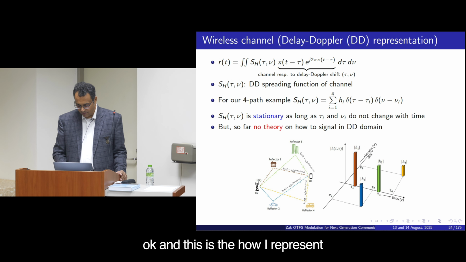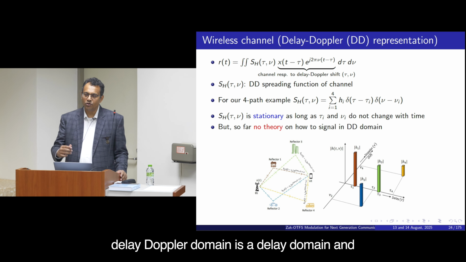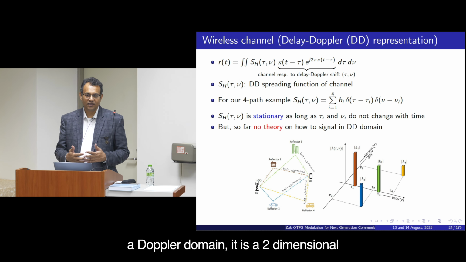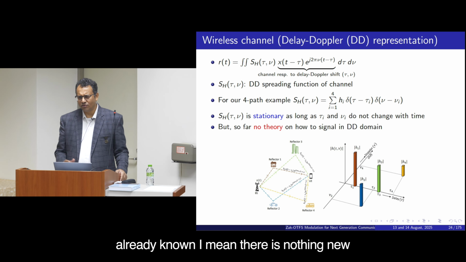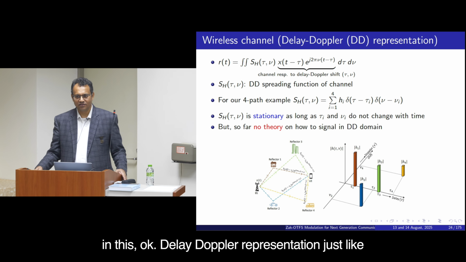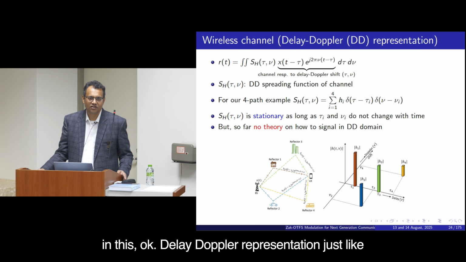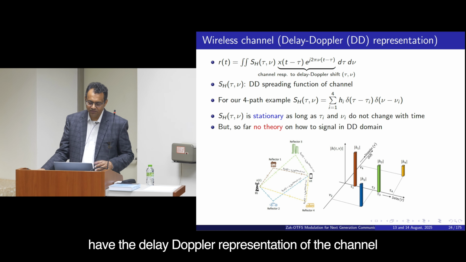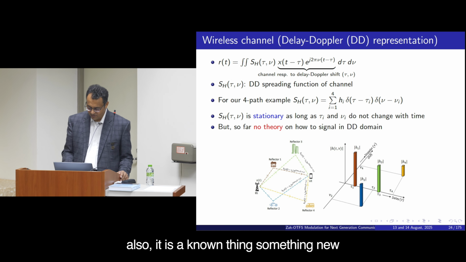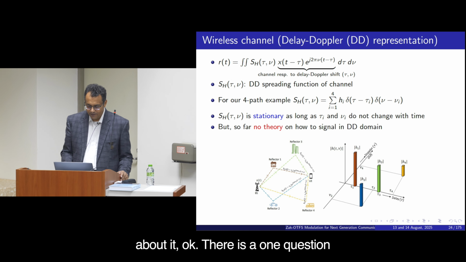And this is how I represent it in the delay Doppler domain. The delay Doppler domain is a delay domain and a Doppler domain. It's a 2-dimensional domain basically. But see, this channel representation is already known. I mean, there is nothing new in this, okay. Delay Doppler representation, just like you have time frequency representation, you have the delay Doppler representation of the channel also. It's a known thing, it's nothing new about it.